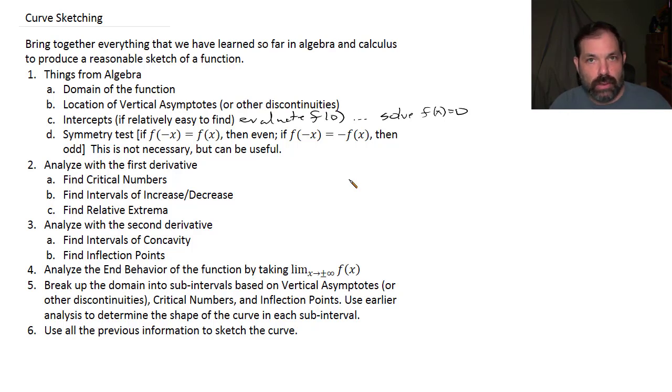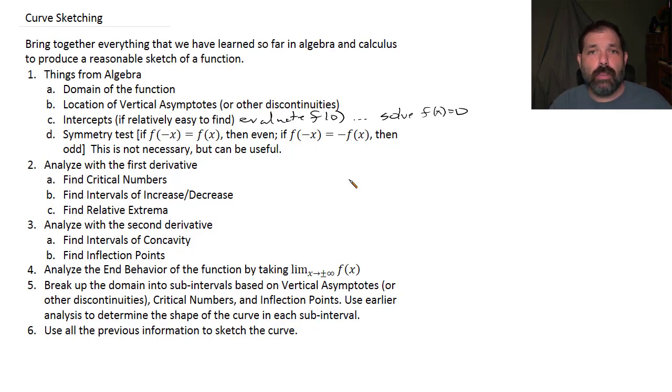All right, then the calculus. We analyze with the first derivative to find the critical numbers and intervals of increase or decrease, and find the relative extrema. We analyze with the second derivative to find intervals of concavity and the inflection points, if possible. We can analyze the end behavior of the curve by taking the limits of the function as x approaches negative infinity or positive infinity.